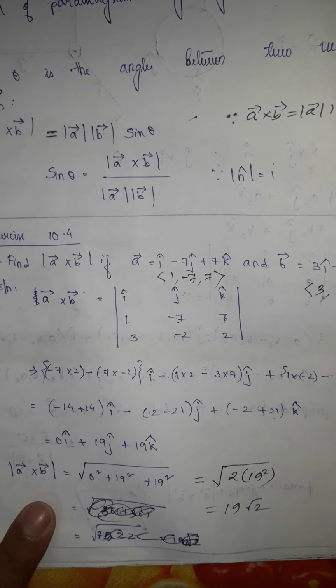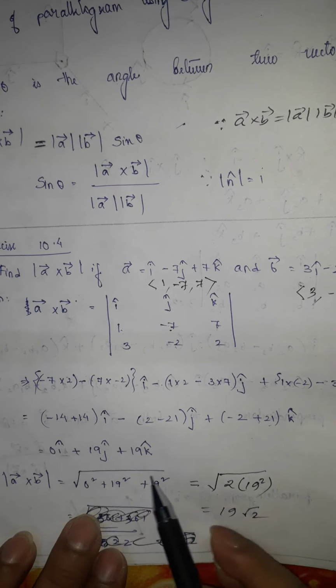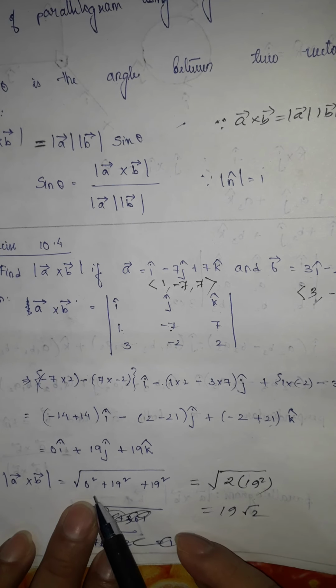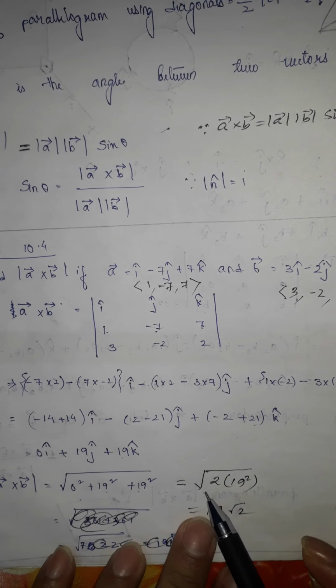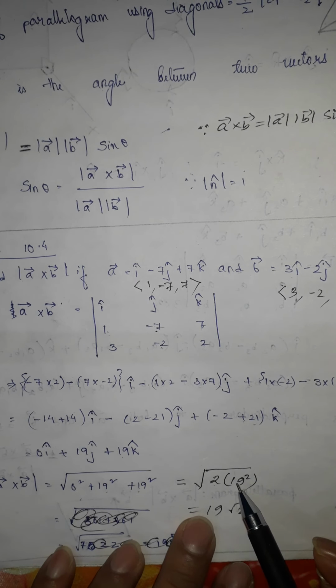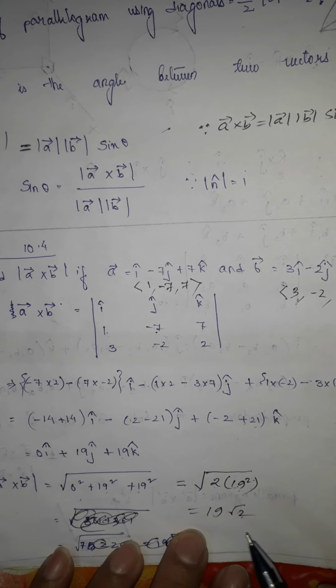Now we'll find the magnitude of the vector. Magnitude of A cross B is root of 0 square plus 19 square plus 19 square, which is root of twice 19 square. The square root of 19 square is 19, so the answer is 19 root 2.